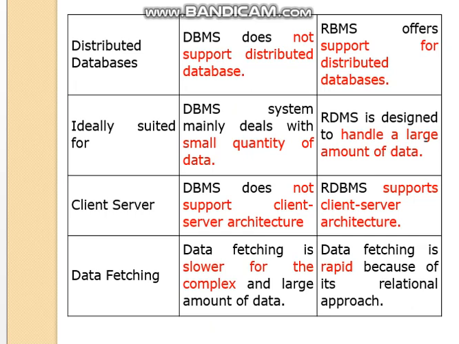Next parameter is data fetching. Data fetching is slower for complex and large amounts of data in the case of DBMS, whereas data fetching is rapid because of its relational approach in RDBMS. These are some differences of the relational database management system.